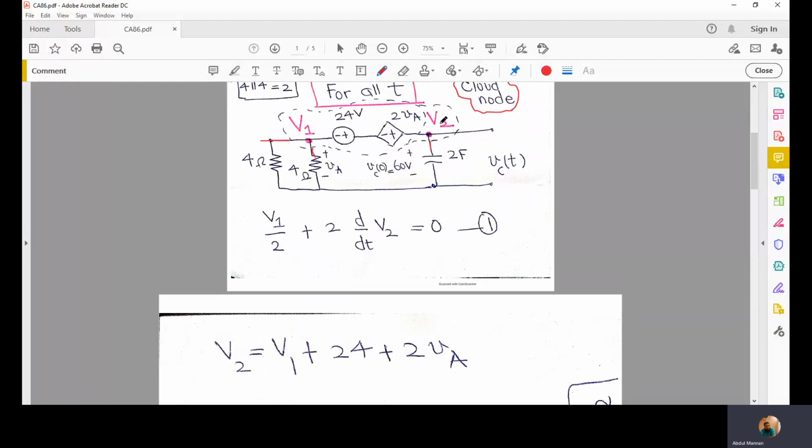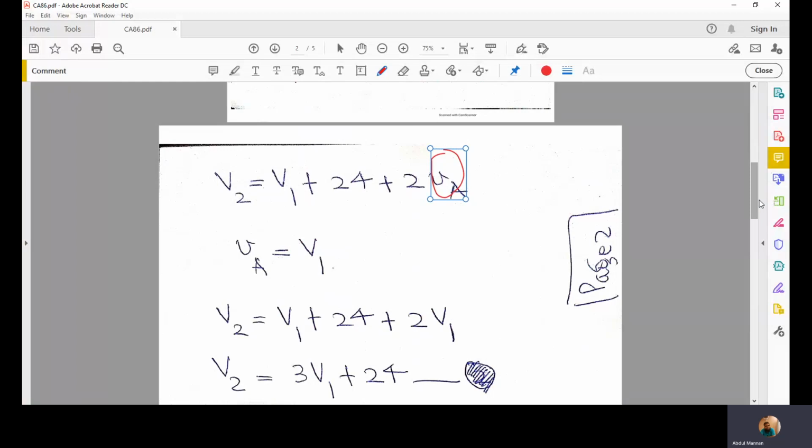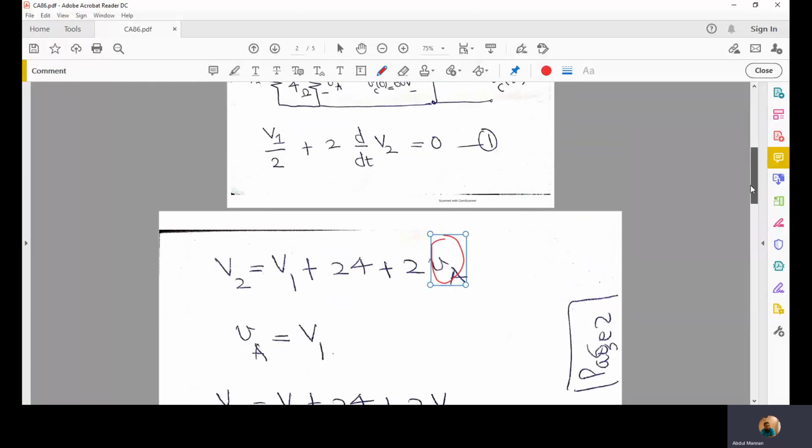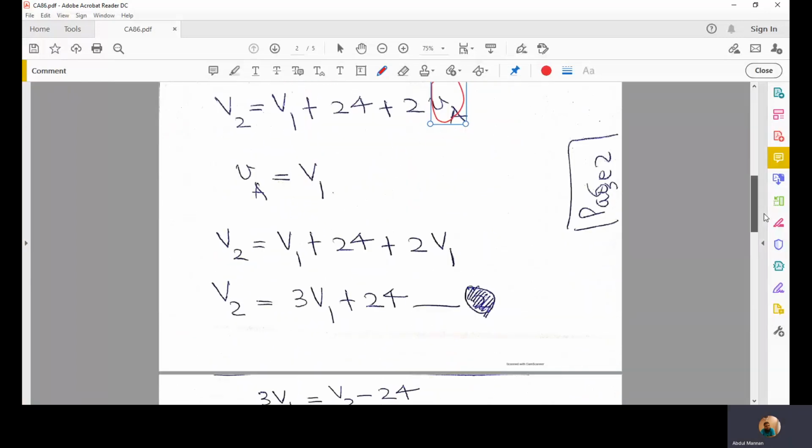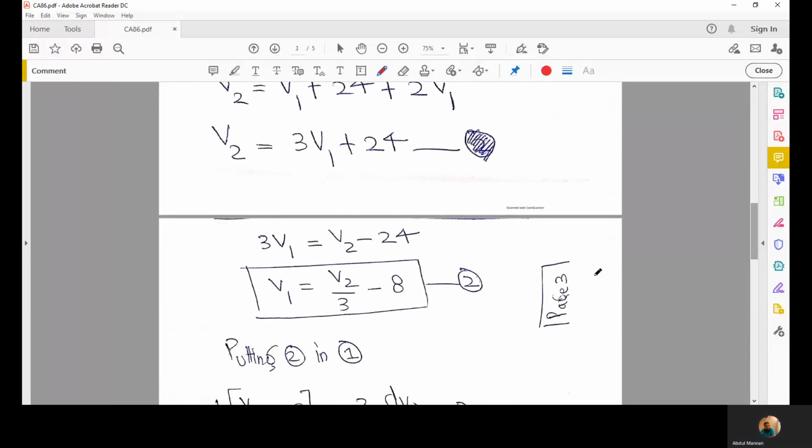For equation number 2, we know that V2 is V1 plus 24 plus 2VA, but VA is the same as V1. So instead of VA, we can put V1 here. If we put VA equal to V1, V2 comes out to be V1 plus 2V1 plus 24, that is, 3V1 plus 24. We can solve it further and write everything in terms of V2. By rewriting this equation, we come to the point where V1 is equal to V2 by 3 minus 8.